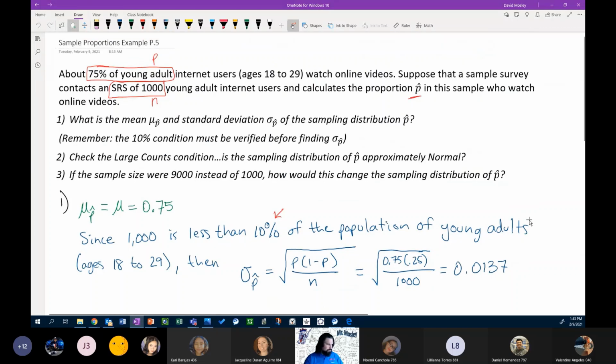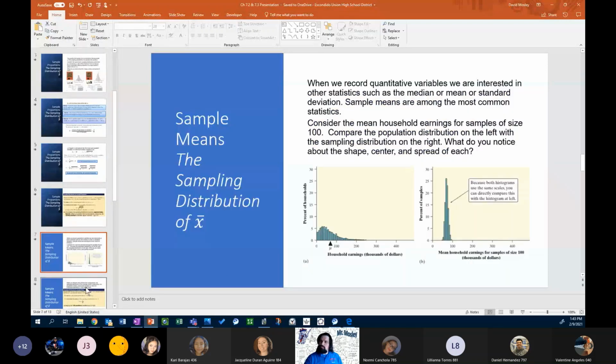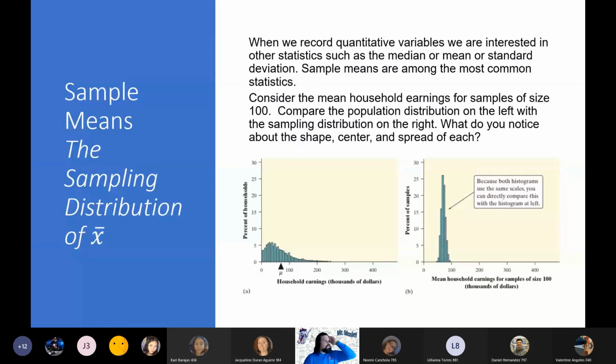So then, I'm going to jump back into our presentation and talk about sample means. So we're moving to section 7.3 now at this point.